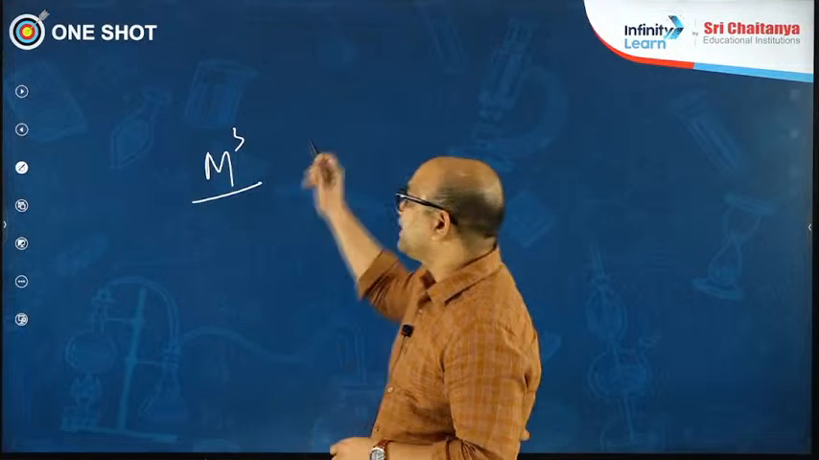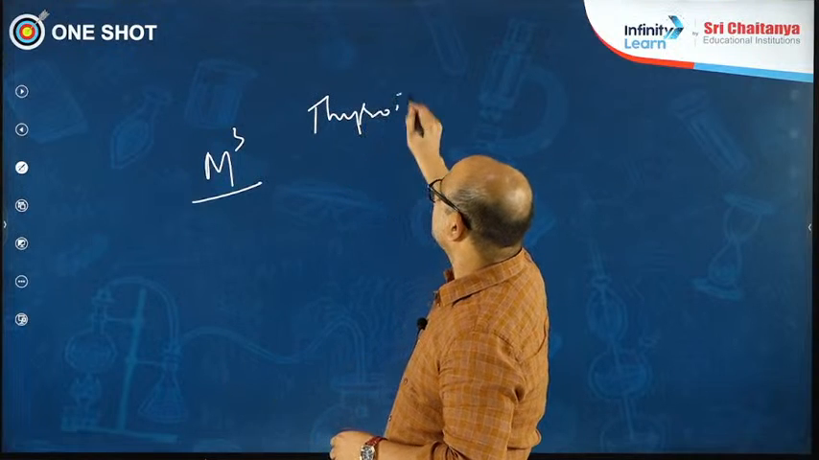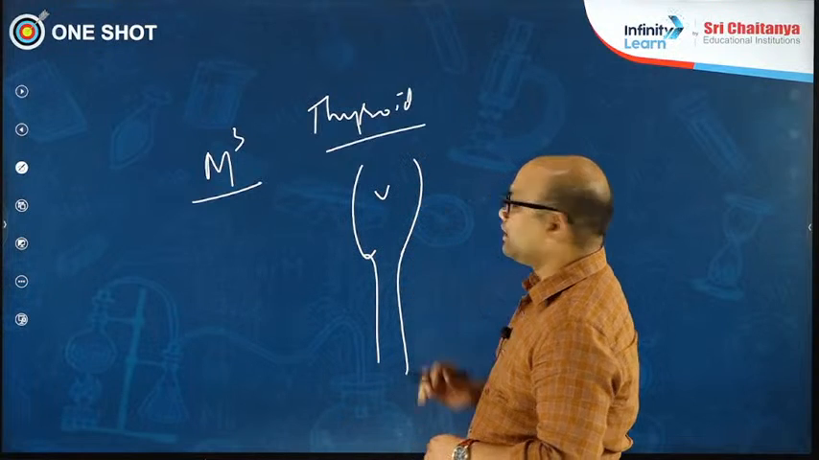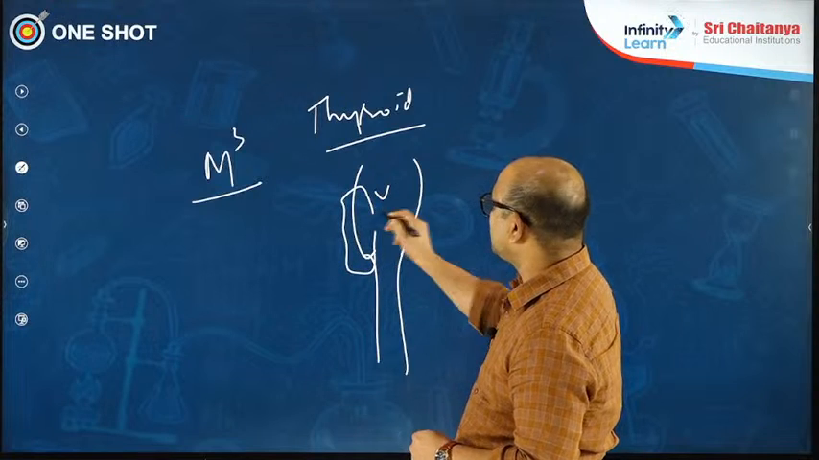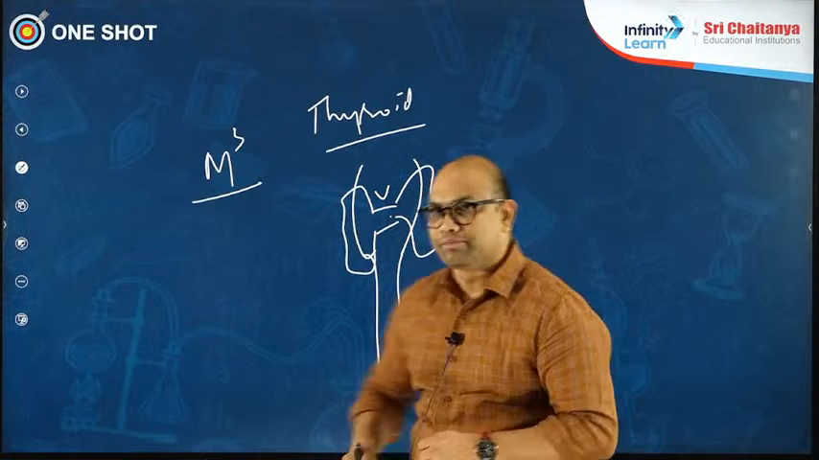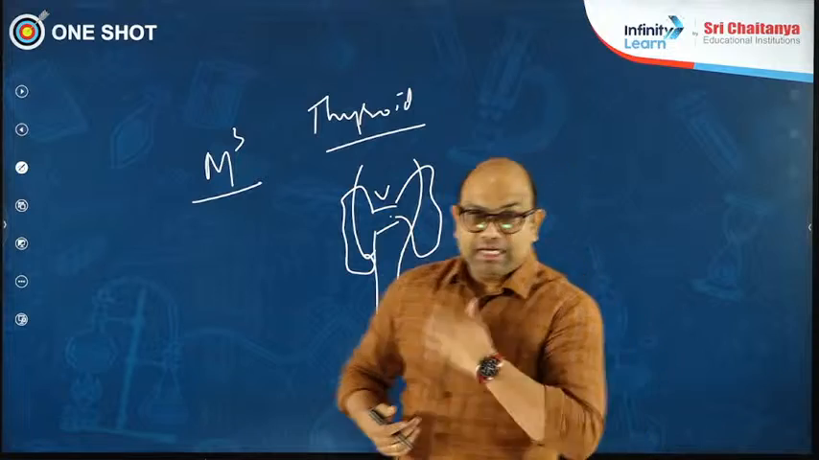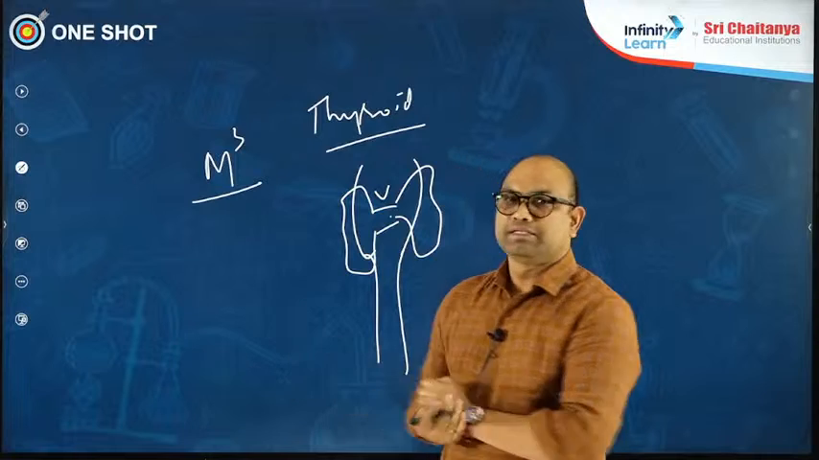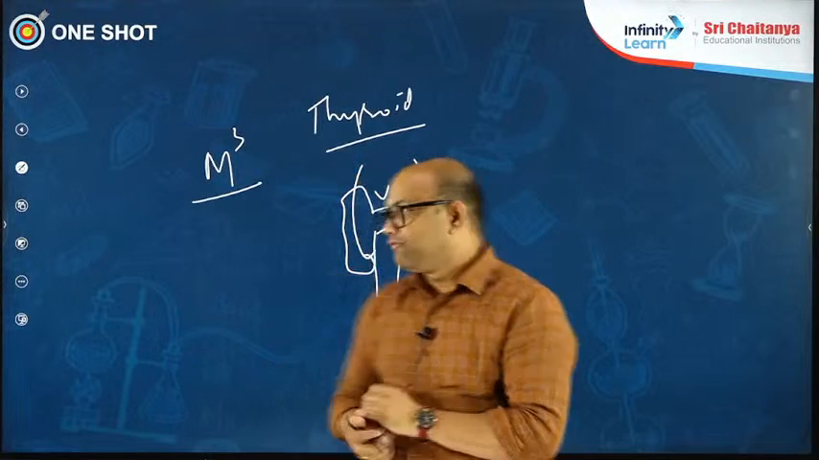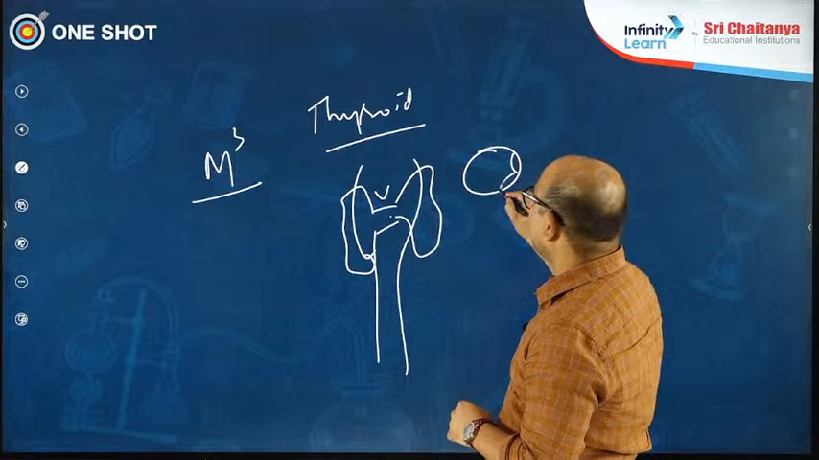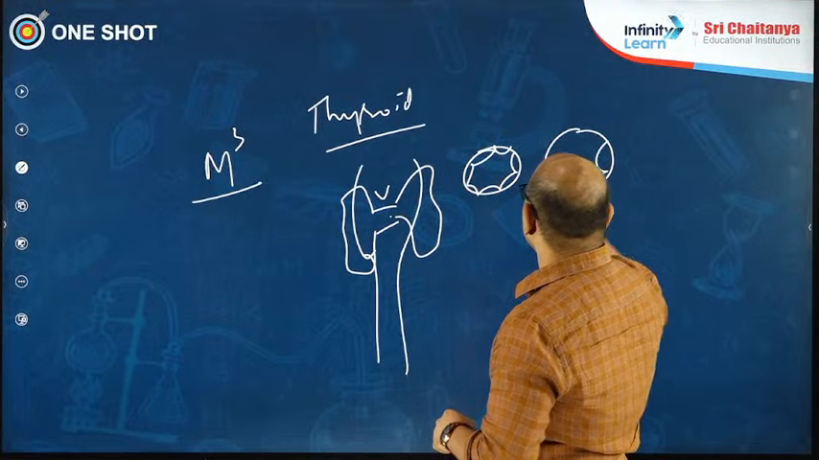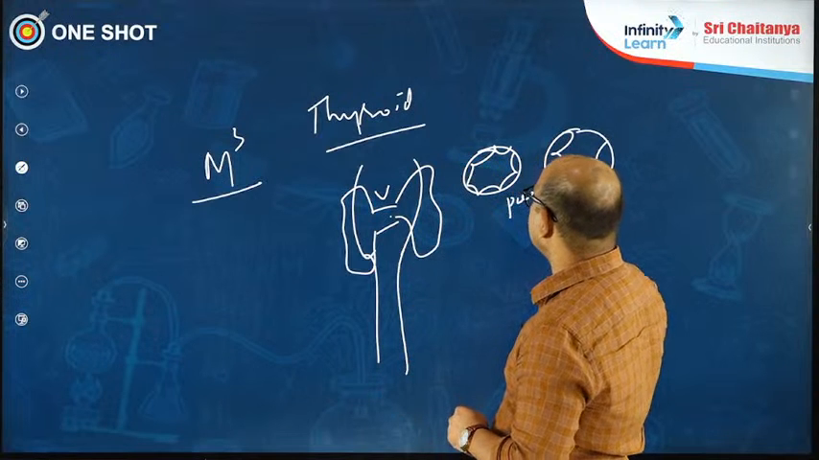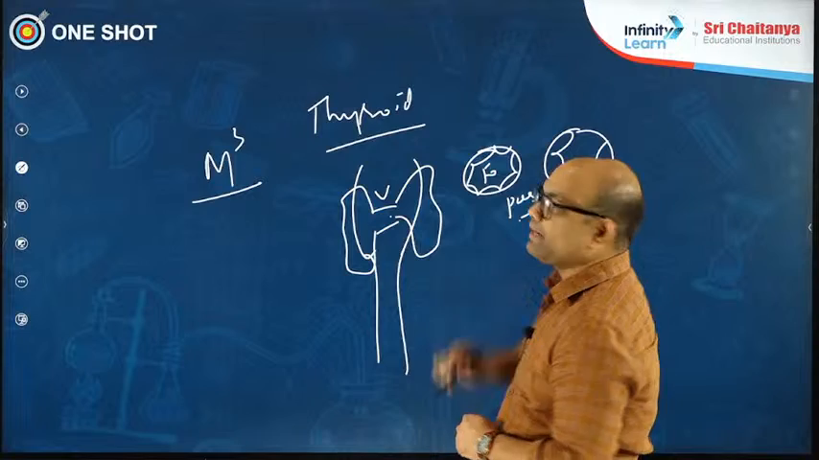The next gland is the thyroid gland. The thyroid gland is present between the voice box and trachea, and it has two lobes connected with each other by a bridge called the isthmus. Ventrally it has the isthmus, dorsally you can see the two lobes only. Each lobe consists of many lobules known as follicles. The follicles of the thyroid gland are lined by follicular cells. Between the follicles there is a connective tissue known as stroma. Stroma consists of parafollicular cells. These are follicular cells, these are parafollicular cells.